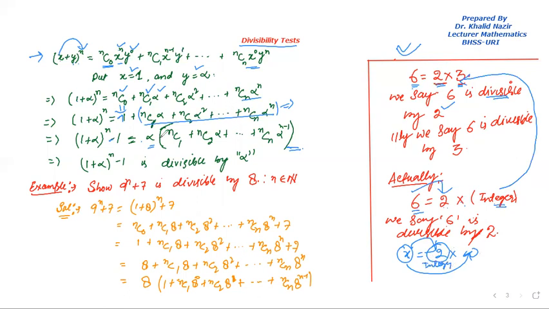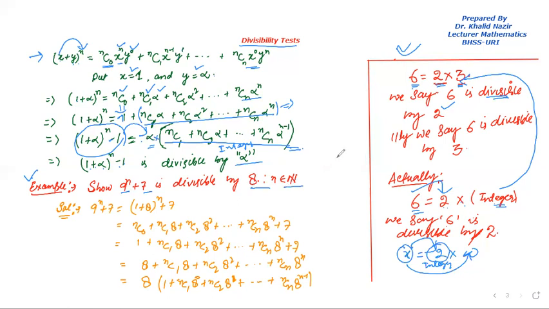Now similarly, in this case, see here, this is alpha into some other quantity, but this is an integer. It means that this quantity is divisible by alpha. So (1 plus alpha) raised to the power n minus 1 is divisible by alpha, right? Now let's illustrate this by an example. Suppose, show that 9 raised to the power n plus 7 is divisible by 8 where n belongs to N.